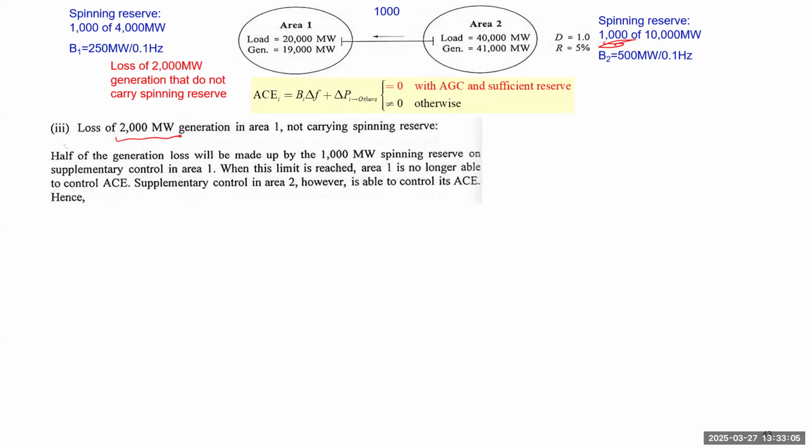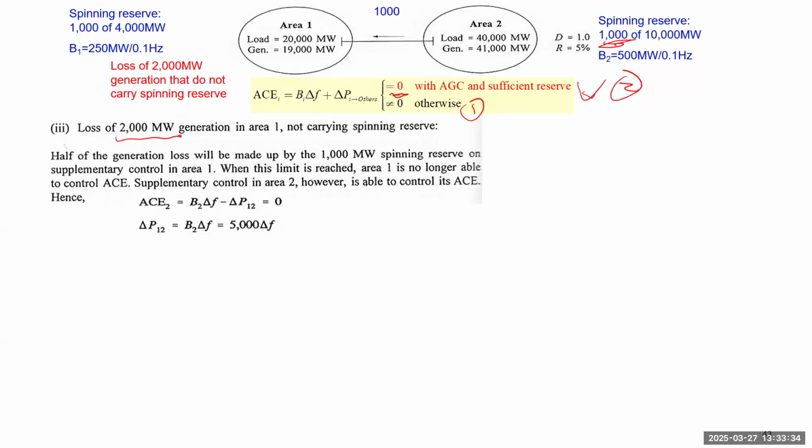If you still use this one to check, right? So area 2 has AGC, and it has sufficient spinning reserve. Sufficient means the spinning reserve is not lower than your desired value. At least it's the same as your desired value. So this is true. So for area 2, that one will be 0. But for area 1, this is area 2. This is area 1. Area 1 cannot make ACE be 0.